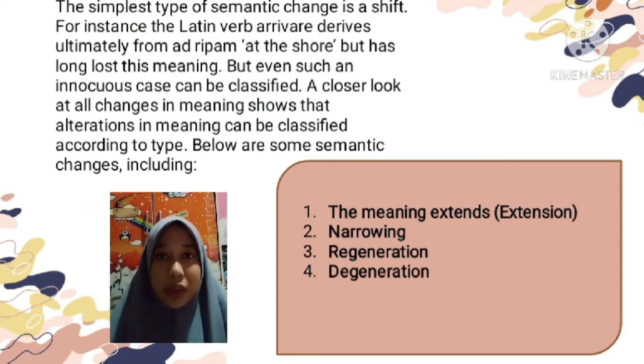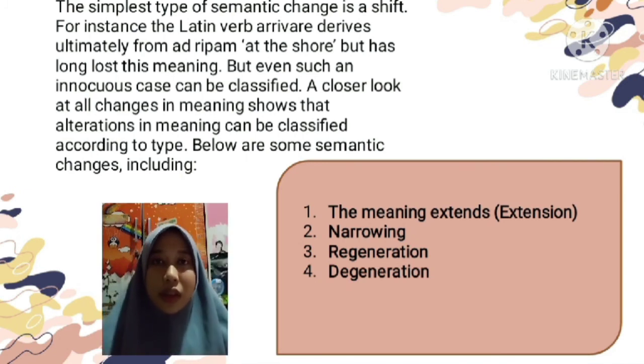And number 3, amelioration. It is a change of meaning when the new meaning of a word is higher than the old meaning. For example, the word wife is higher than the older term. Both have the same meaning as wife.